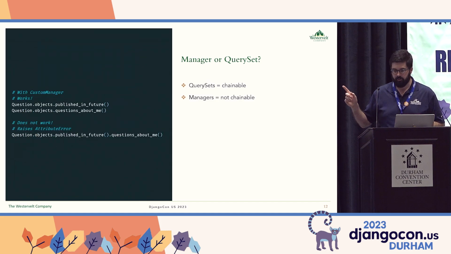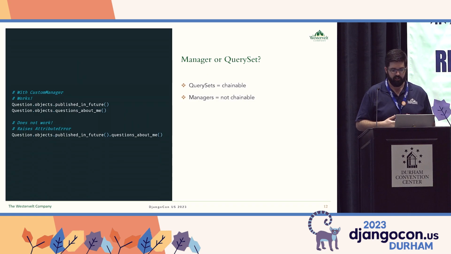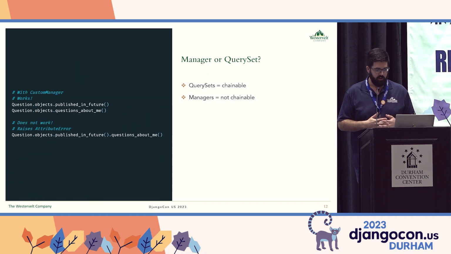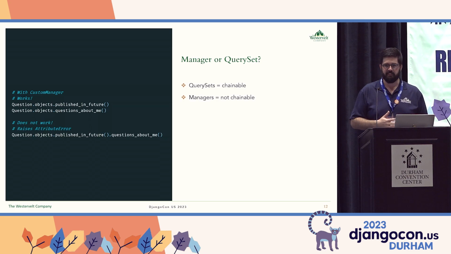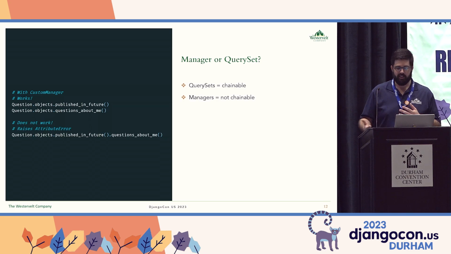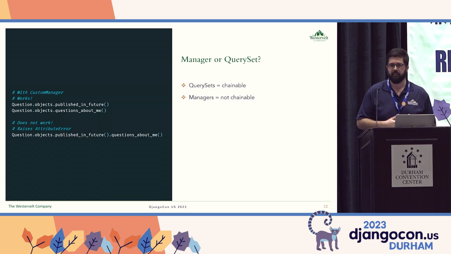When querying them on their own, they work fine. However, if you try to chain them together, you're going to run into some issues. What ends up happening is it actually raises an attribute error, and why that is is a little bit beyond the scope of this talk, so I'll just leave that to the reader. So how do we fix it? How do we fix these methods so they can be chained together?